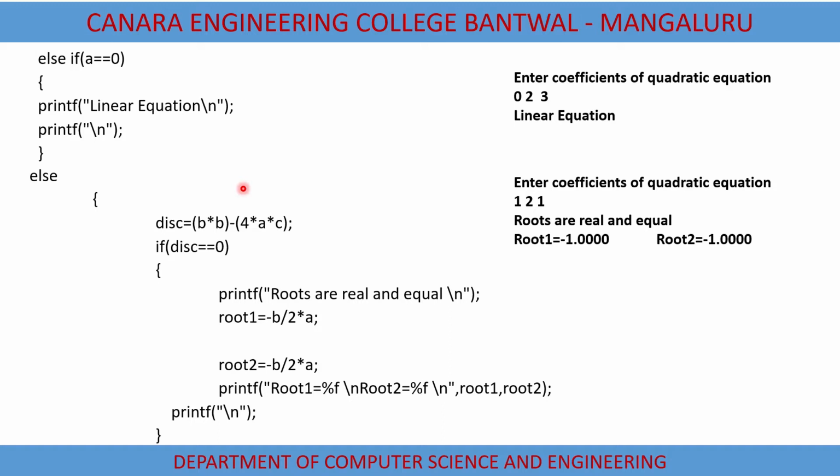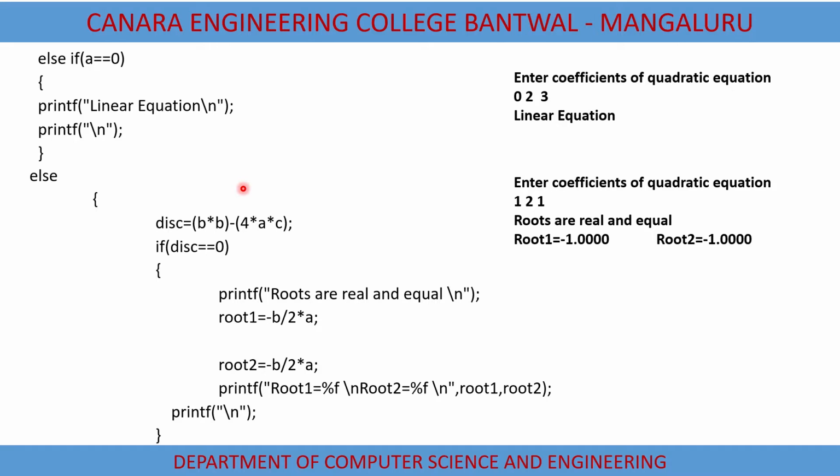As I already told, when the discriminant value is 0, both the roots are equal. So if root 1 we are going to get some value, the root 2 also will be having the same value. So we need not calculate root 2 again, but if you want to calculate instead, you can use the same formula. Root 2 is equal to minus b by 2 into a. So we will get both the roots, and we are going to print root 1 and root 2 appropriately. So this checks when the discriminant value is 0.